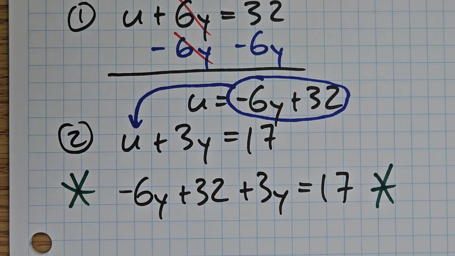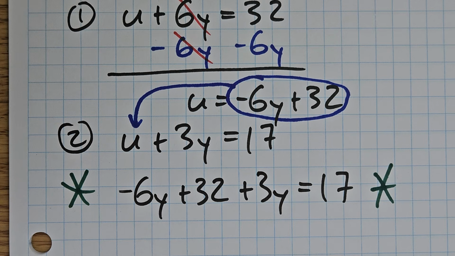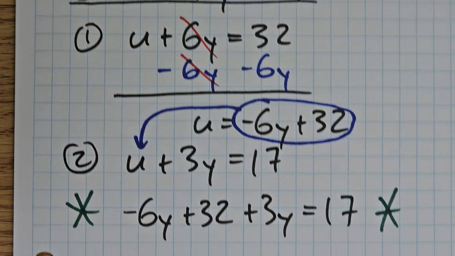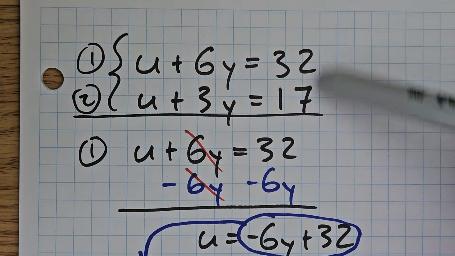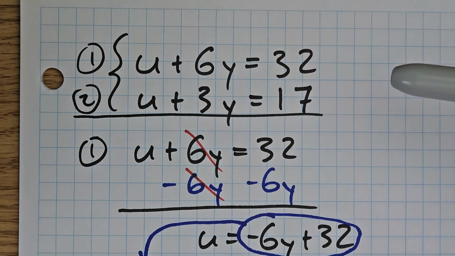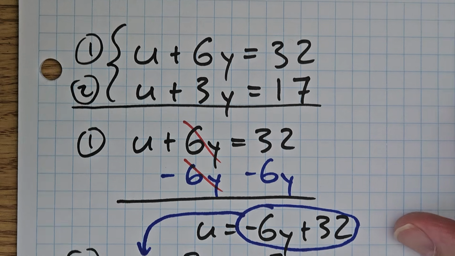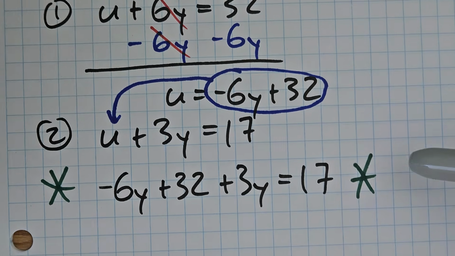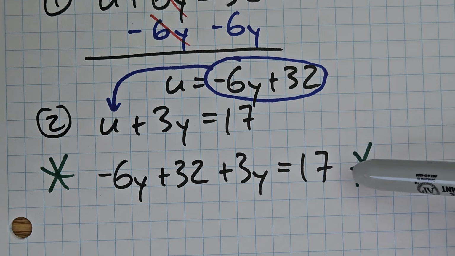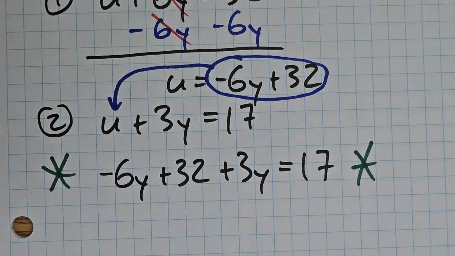What is so important about this equation is that it only has one variable, and that means we can solve it, right? We started with two equations with two variables, each of which separately we cannot solve. But by using the substitution method, we have been able to make one equation with one variable that we can solve. And so now I'm going to solve it.